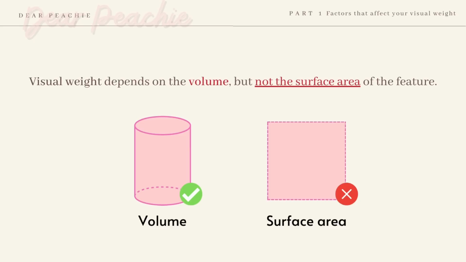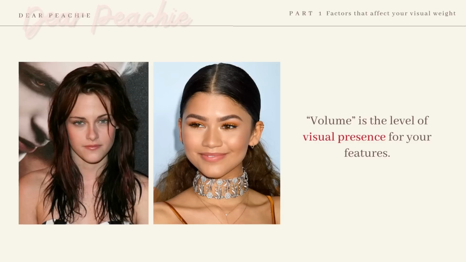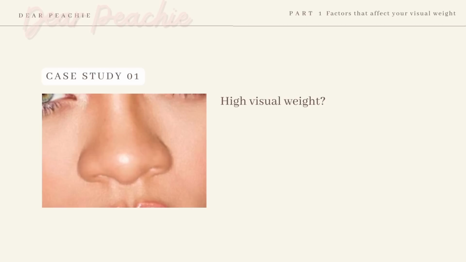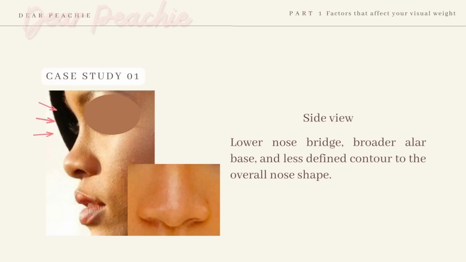To make things simpler for you, you can understand the term volume as the level of visual presence for your features. Take a look at the nose in this example. Do you think that it has high visual weight? When the nose is viewed from the front, it certainly has bigger surface area. But when it is viewed from the side, we can see that it has lower nose bridge, broader alar base, and less defined contour to the overall nose shape. Thus, all these traits of the nose contribute to lower visual presence instead.